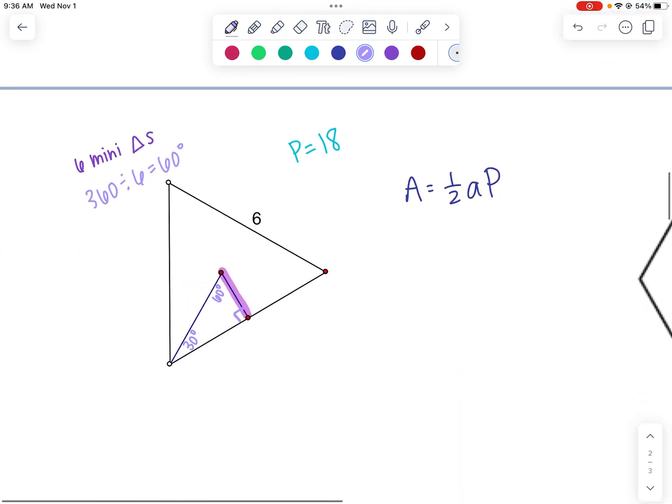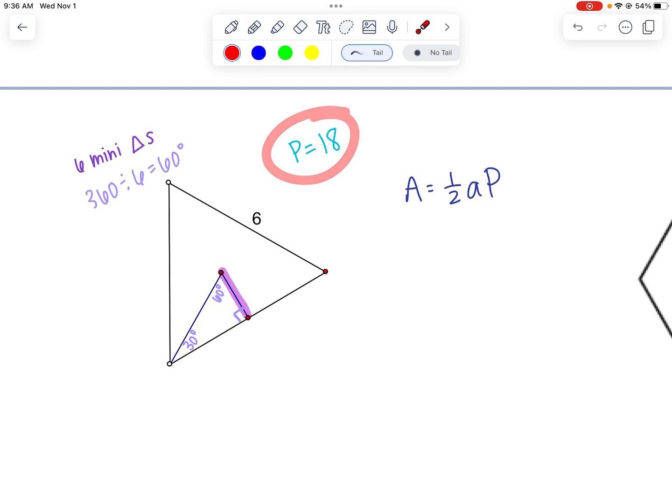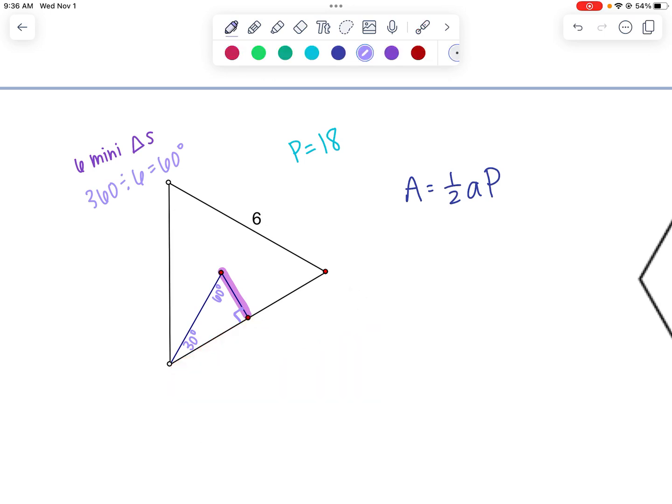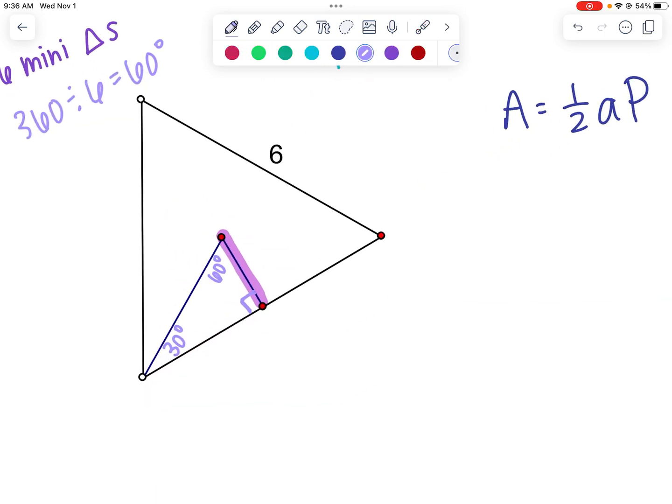Because if I go back to this triangle, I had the perimeter. The perimeter is 18. Remember, 6 all the way around would make that perimeter 18. I found this angle right here to be 60. That's a 30, 60, 90. And I know this piece right here, if the whole side is 6, that piece right there would just be 3 because it would be half of 6.